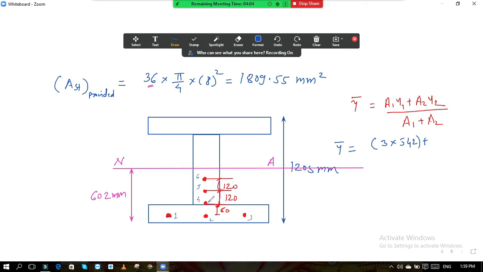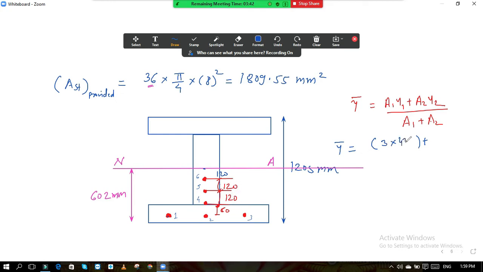120, 120, 360 plus 60, it is 420. So this your y1 will become from the topmost side. I forgot this, this is also 120 we have taken. So it is 120, 120, 120, 360 plus 60.